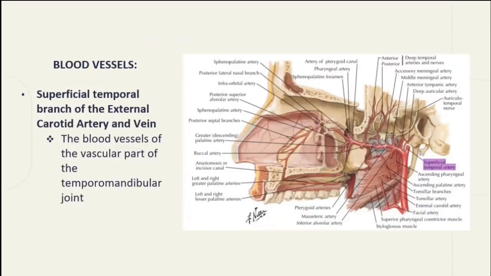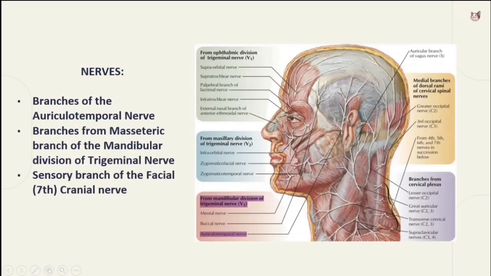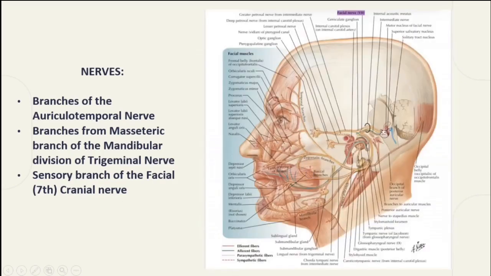So we have now the blood vessels and nerves. The blood vessels of the vascular part of the temporomandibular joint are supplied by the superficial temporal branch of the external carotid artery. Next, for the nerves, you have three. The first one is the branches of the auriculotemporal nerve. Next is the mandibular division of the trigeminal nerve. And the last one is the sensory branch of the facial nerve.